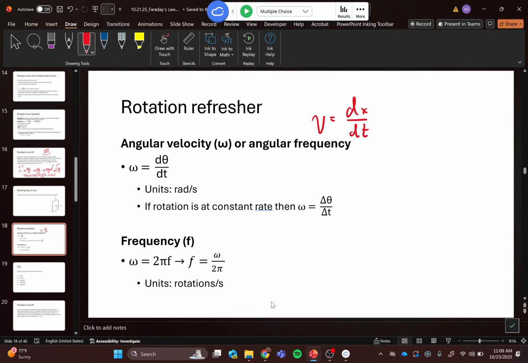Revolutions and rotations are the same thing. Yep, it's how many times it makes a full circle every second. Now, you've hopefully seen this before, but if not, that's why I'm mentioning it here. We need to know these variables for the next few problems.